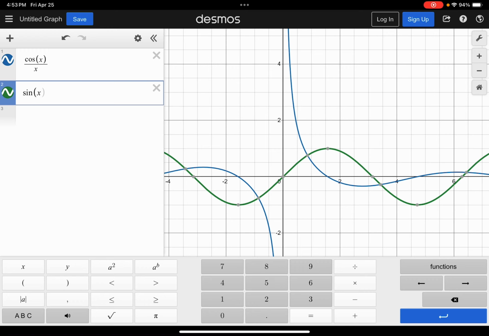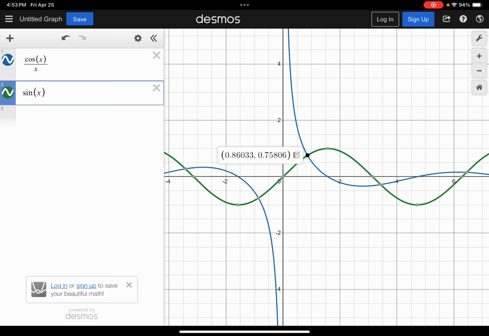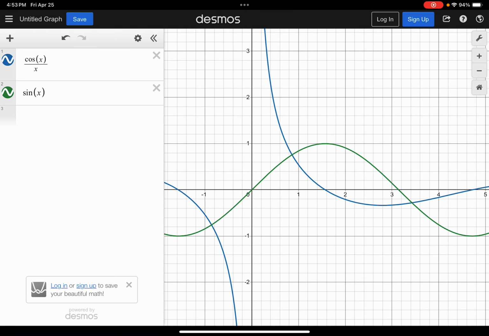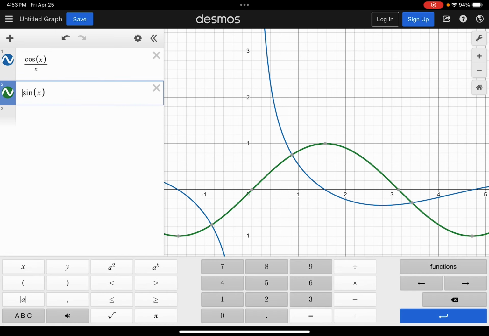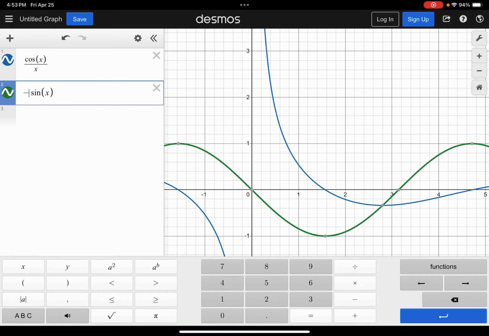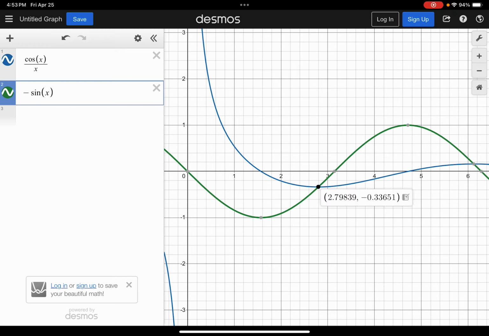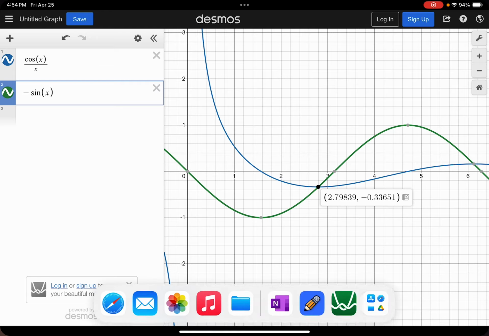Okay, and they intersect there, which is at about 0.860. That seems odd, because it's negative sine of x. I was going to say it was supposed to be kind of close to 3. Yeah, there we go. So that makes sense, right? It should be close to 3 from our picture. 2.798.